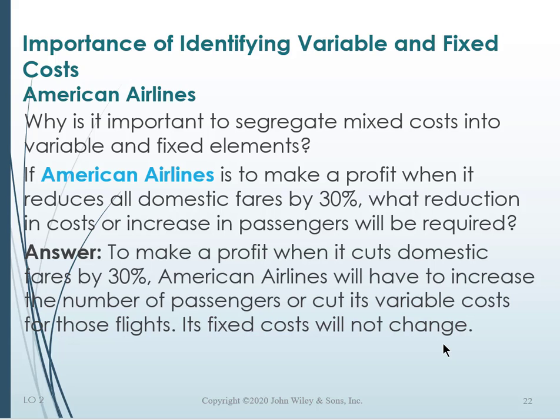So why is it important to segregate these mixed parts? If we're going to change our pricing mechanism, we need to understand how that is going to affect profits. Variable costs, the total variable cost will change. So in order to make a profit, if we cut our price, we either have to increase the number of passengers, increase our activity index, or we need to cut our variable costs. The fixed cost will not change. So we need to be able to segregate this variable and fixed part so we understand how we can manage our costs at different levels of activity.